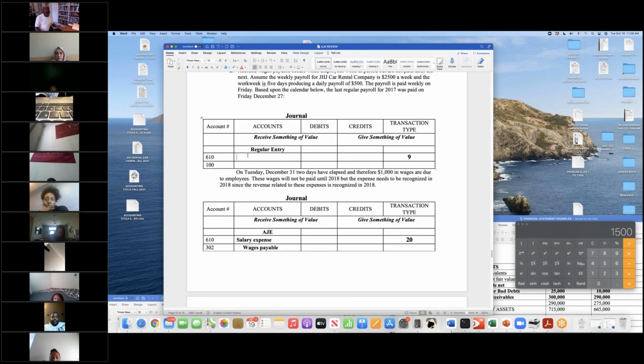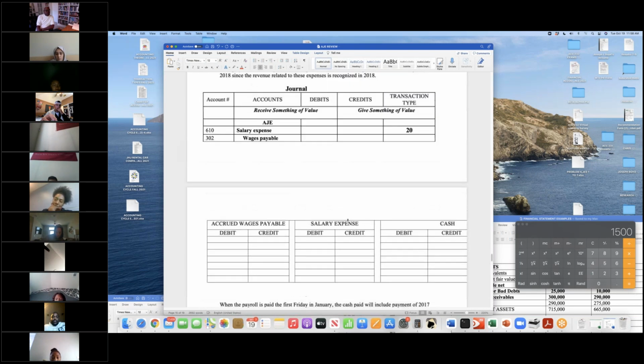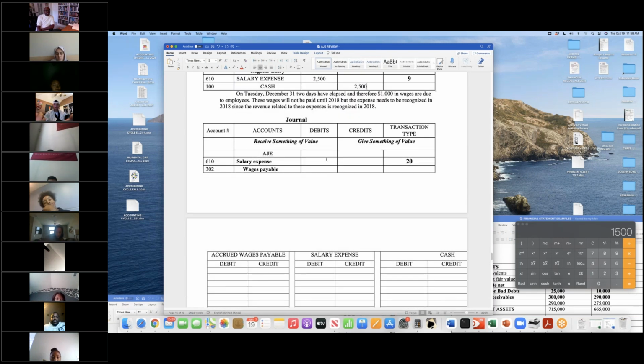We're going to debit salary expense. We're going to credit cash, type 9, for $2,500.